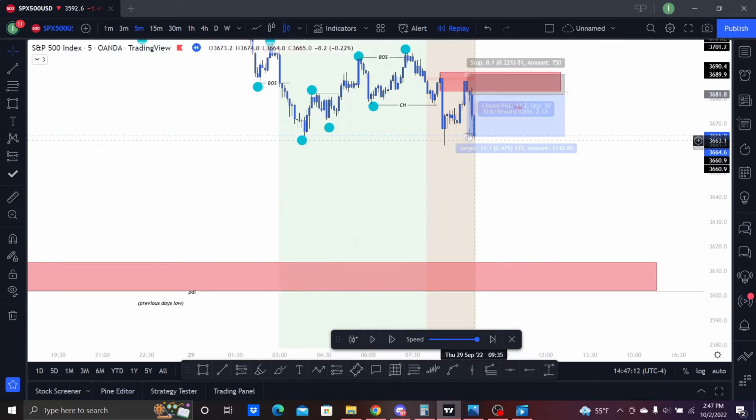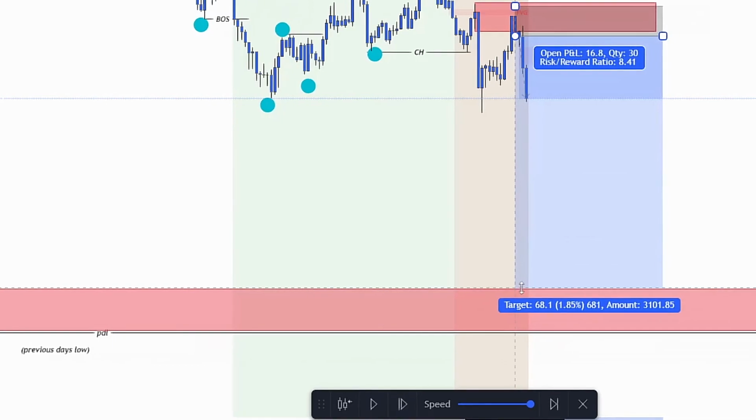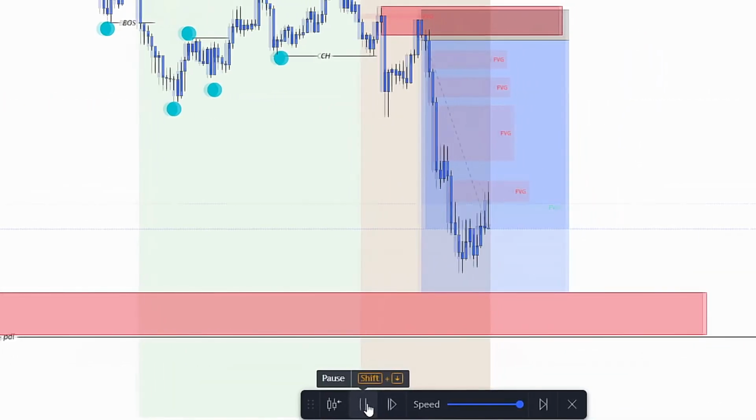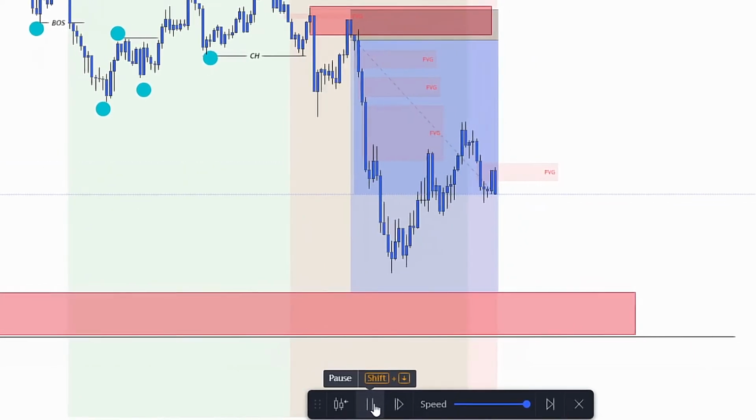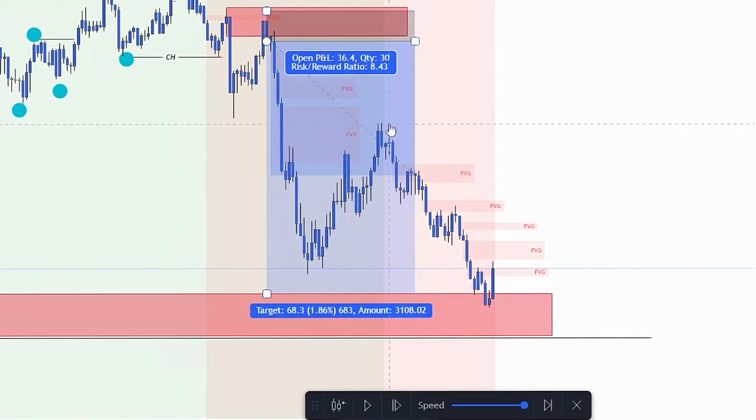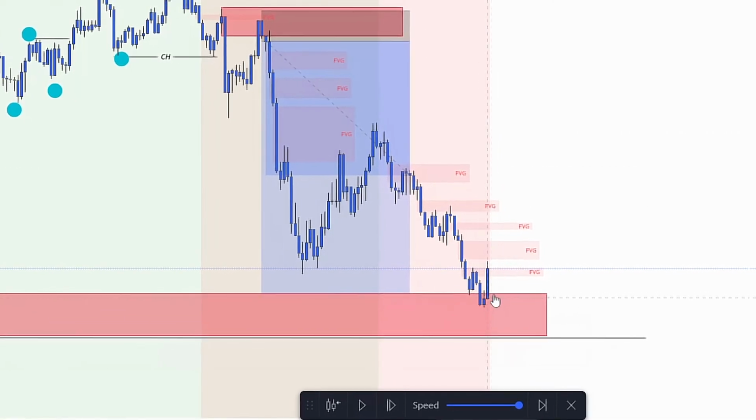So now I'm just going to play price out, and we're just gonna wait. And then price taps into our zone, and you can see we get an immediate reaction down here.